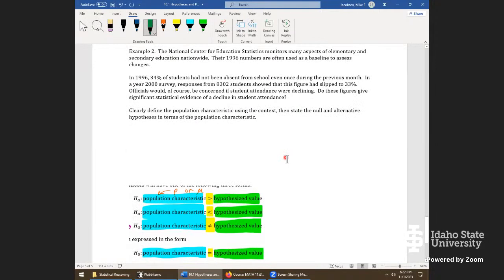Okay, so here's our new situation. And this is more of what we think of as a typical statistical problem. We have a wall of text, one big word problem. We have to read it, dissect it, get the information out. So let's start right here at the top.